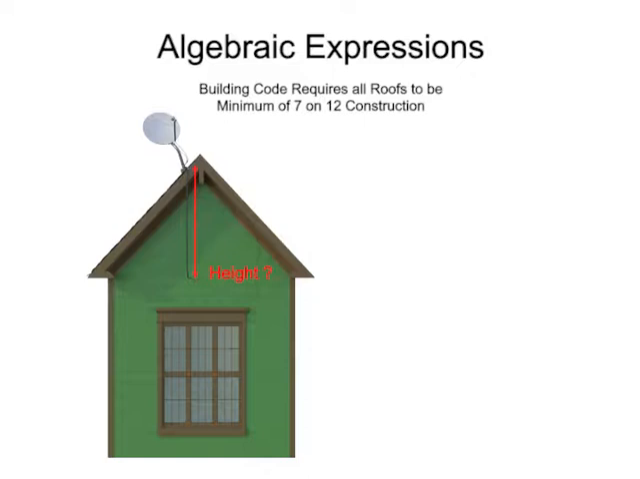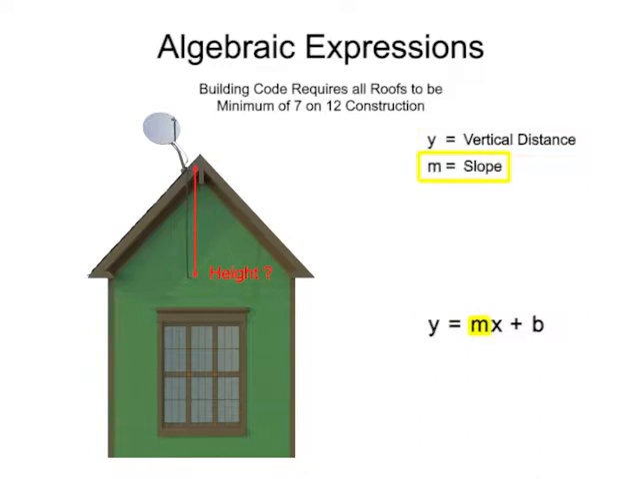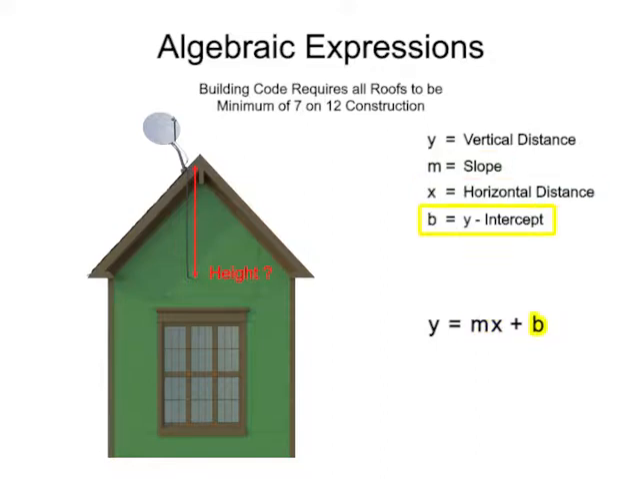To determine the vertical height of any point along the roof line, first determine the equation for the line. Any straight line can be written in the format of y equals m times x plus b, where y is the vertical distance, m is the slope of the line or how steep it is, x is the horizontal distance, and b is the y-intercept, which is the point where the line crosses the y-axis. This equation format is called slope-intercept form.